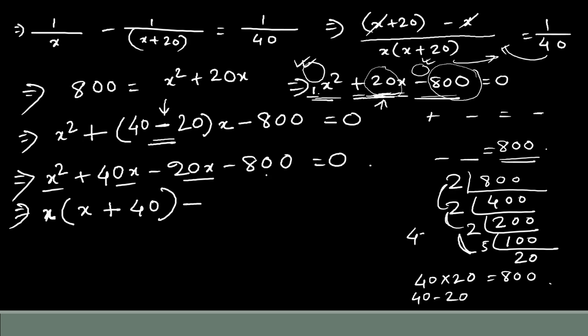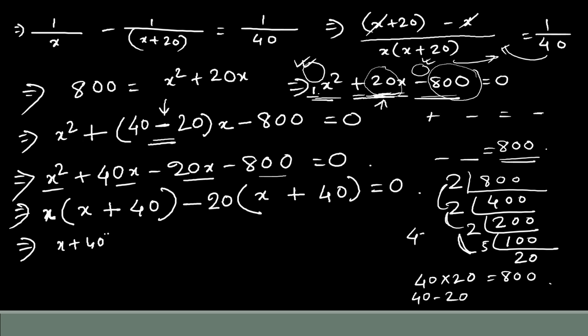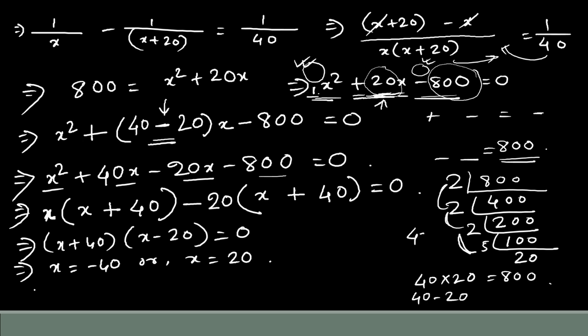Similarly, between minus 20x and minus 800, what is common? You take the minus sign common, and also 20. Then you get minus 20x when you multiply this. Here you have to do plus 40, right? 40 times minus 20 is minus 800. This equals 0. From here you get x plus 40 times x minus 20 equals 0. This means x equals minus 40 or x equals 20, right? Since x cannot be minus 40, therefore the x value is 20.